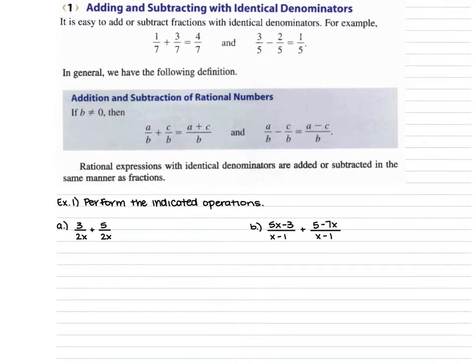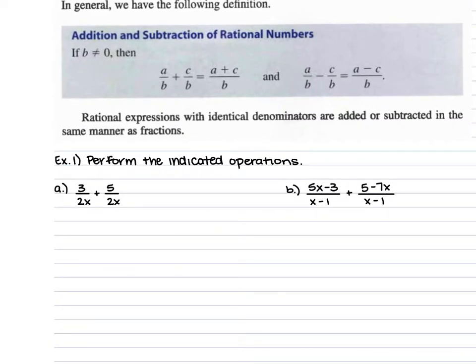If we look at example 1a, we have 3 over 2x plus 5 over 2x. Your denominator from both of these fractions are the same. So keep the denominator and just add the numerators. So 3 plus 5 gives us 8. It stays over the 2x. We can simplify the 8 and the 2 because they are both divisible by 2. So this gives us a 4 over 1x, or just 4 over x.